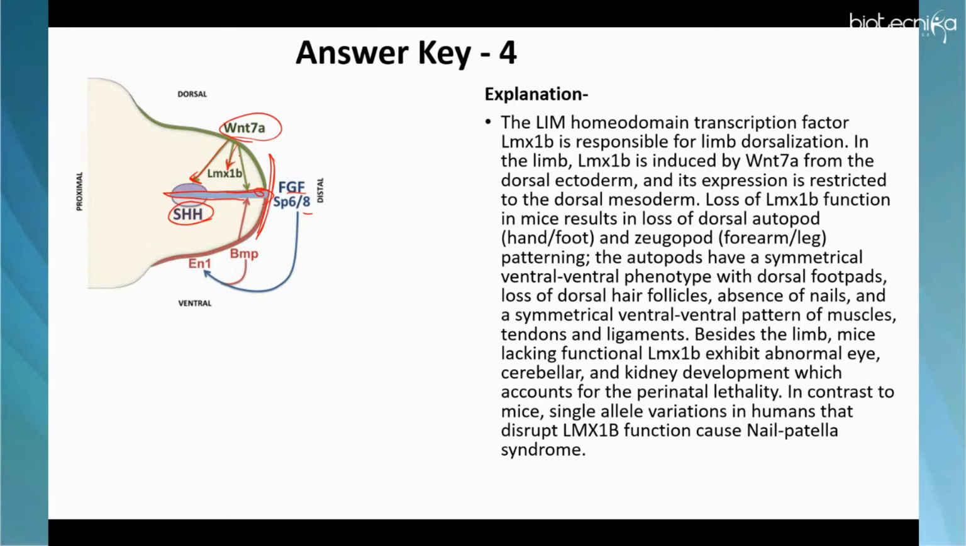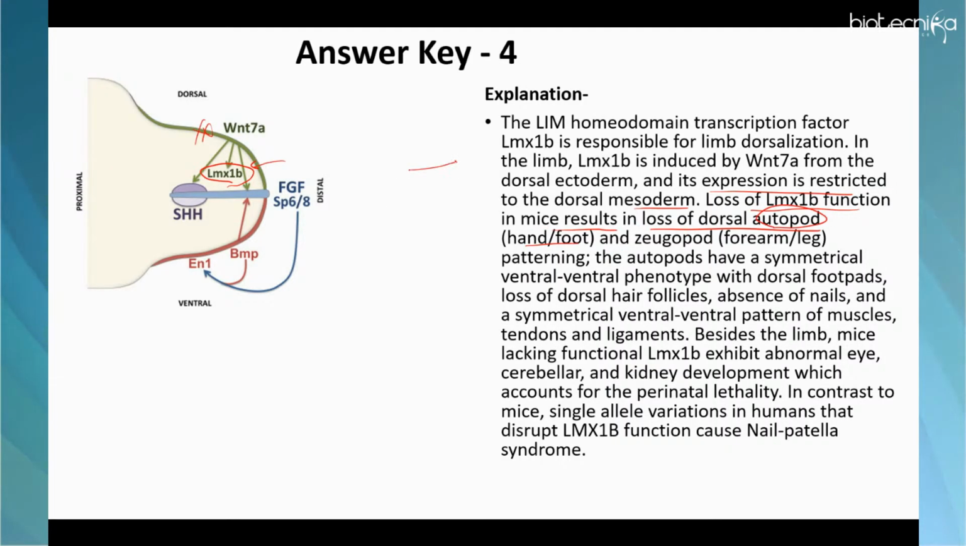It will be releasing this LMX1B. It is a transcription factor only, the LIM homeodomain transcription factor. So this is what is responsible for limb dorsalization. In the limb, LMX1B is induced by WNT7A from the dorsal ectoderm. WNT7A is present in the ectoderm area only, and LMX1B expression is restricted to the dorsal mesoderm only. Okay, LMX1B won't be expressed in ectoderm, it will be expressed in the mesoderm area under the ectoderm, right? So loss of LMX1B gene function in mice results in loss of dorsal autopod.